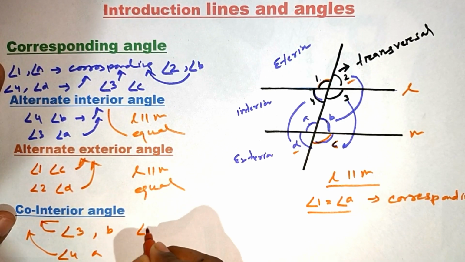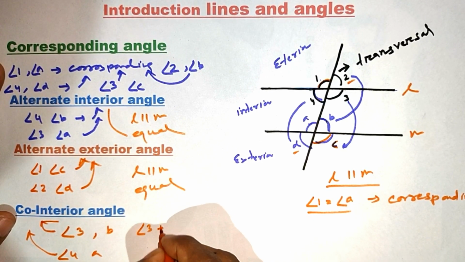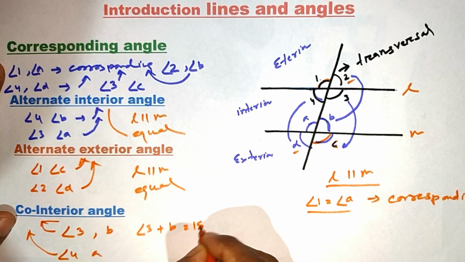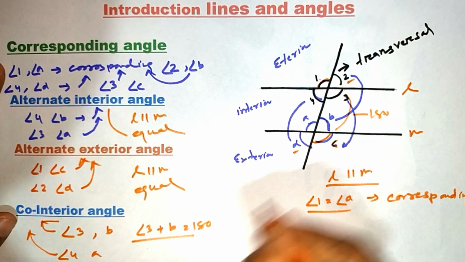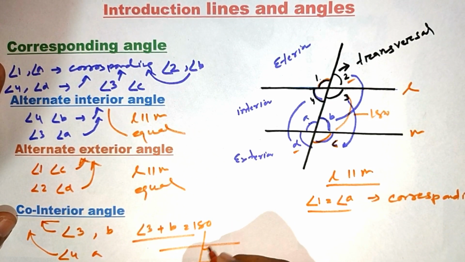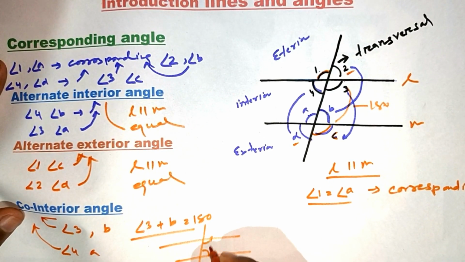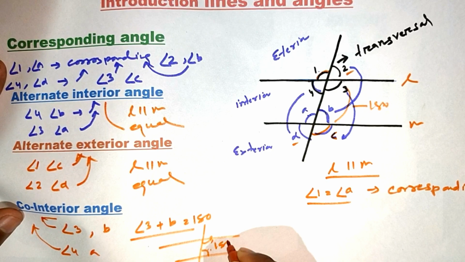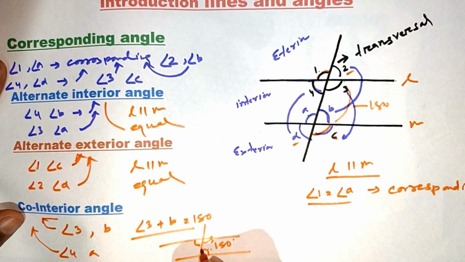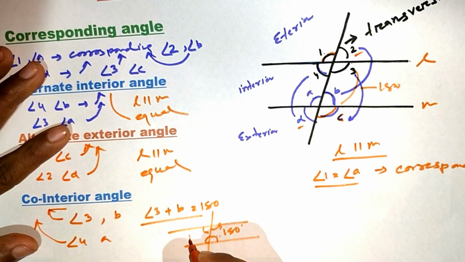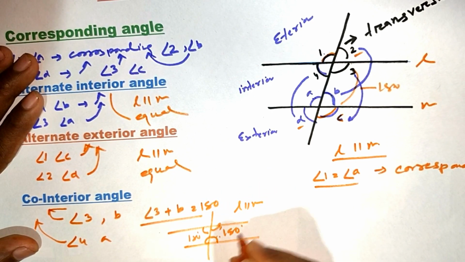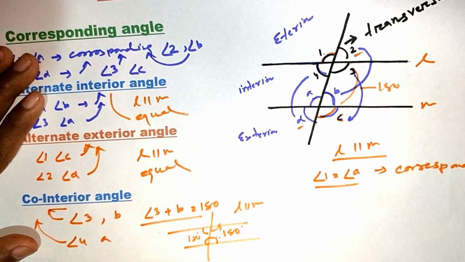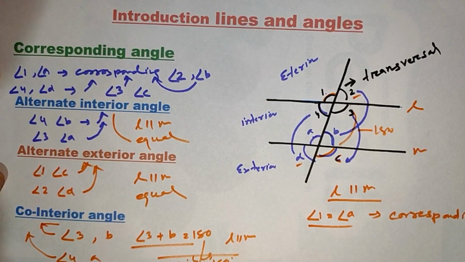That means if we join these co-interior angles 3 and B, what we will get is 180, because they are supplementary. These two angles are supplementary. This is a parallel line, this is one angle, this is one angle. If I join them, they will be 180 degrees. This is also, if I join them, we will get 180 degrees. So for parallel lines, they are supplementary. So this is what we have in this video.